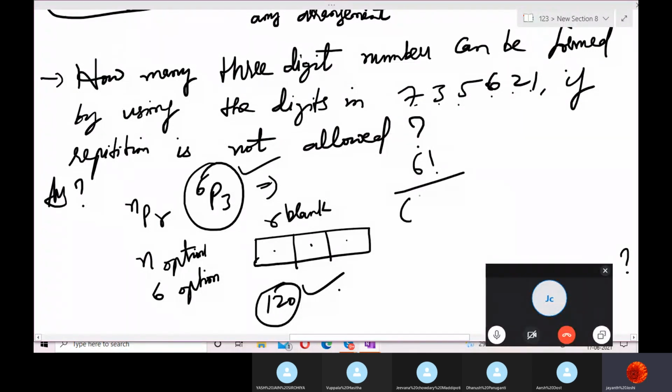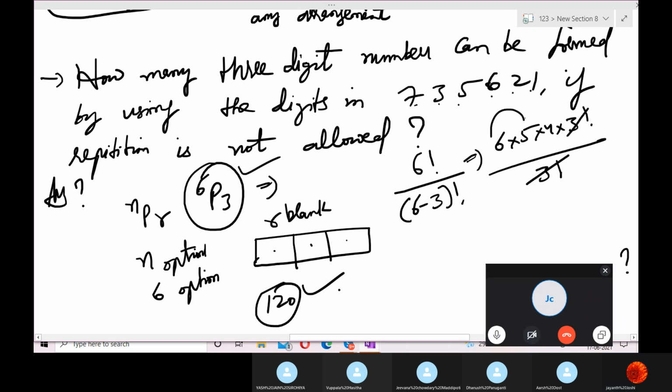6 factorial by (6 minus 3) factorial. So 6 into 5 into 4 into 3 factorial by 3 factorial. Cancel. 30 into 4 is 120. So 120 ways. All of you do this. We'll go for the next topic.